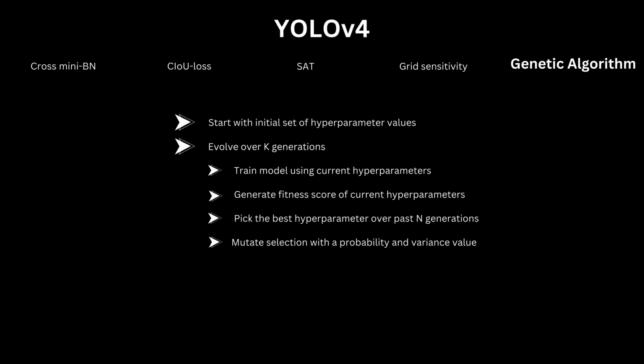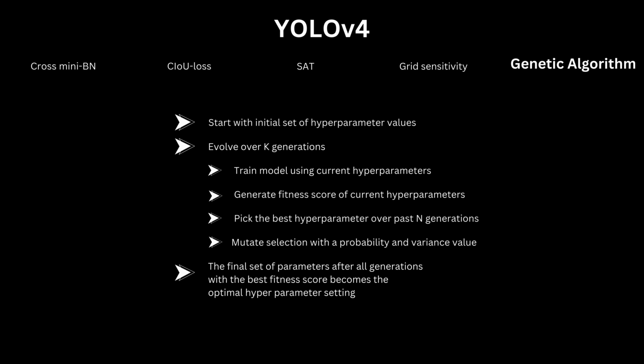Now this selected hyperparameter setting is mutated. By mutation, we simply mean the setting is modified a bit. This mutation happens with a probability and variance value. The probability decides how often that hyperparameter will be modified, and the variance decides how much that modification will be. Then as we go through this process of training the model, selecting best choices, and mutating the best ones, over time, only those mutations which benefit the fitness score persist, because only those will be selected as top performing choices and further modified.